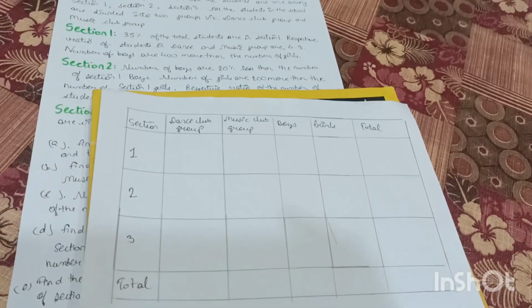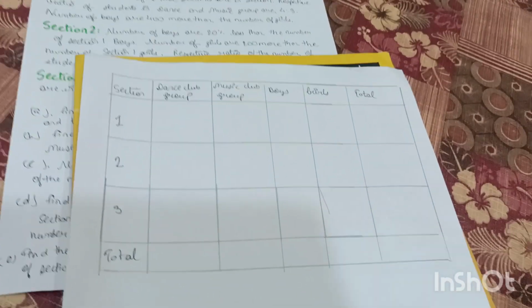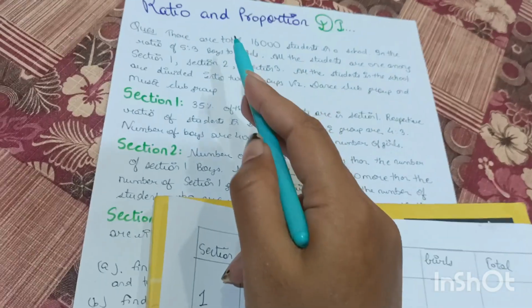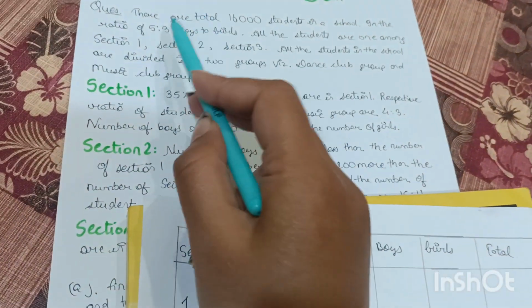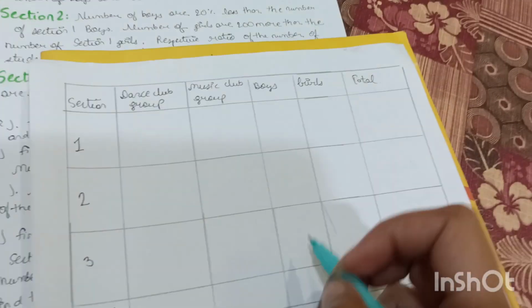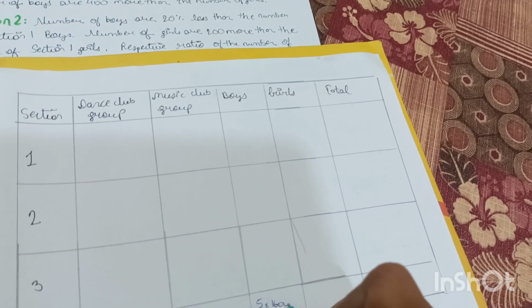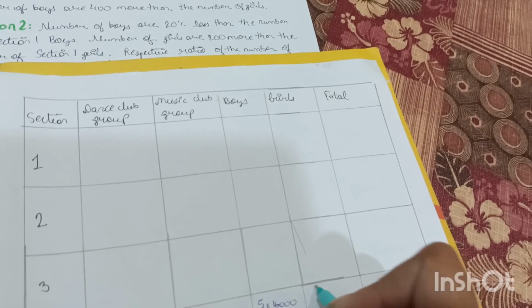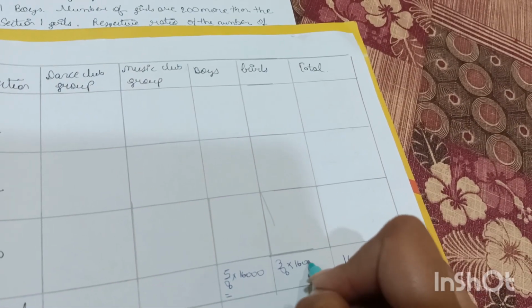So for solving the first question, you need to make the table like this. So now let's put the value. So total students are given 16,000. So let's put the value 16,000, and the ratio for girls and boys are given 5:3. So for finding 5 upon 8 into 16,000, you will get the value, and over here 3 upon 8 into 16,000.